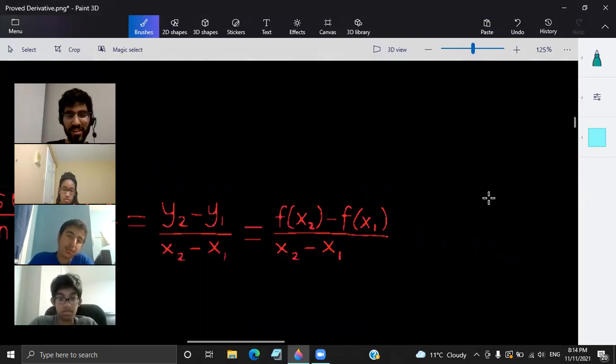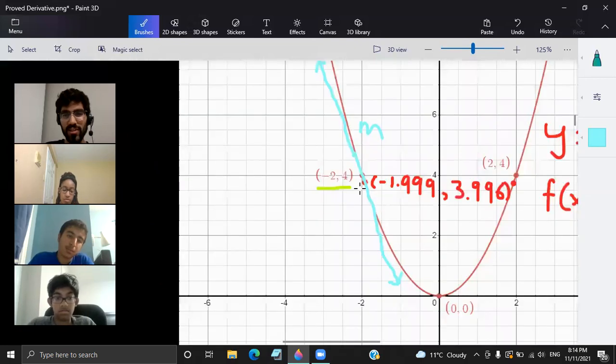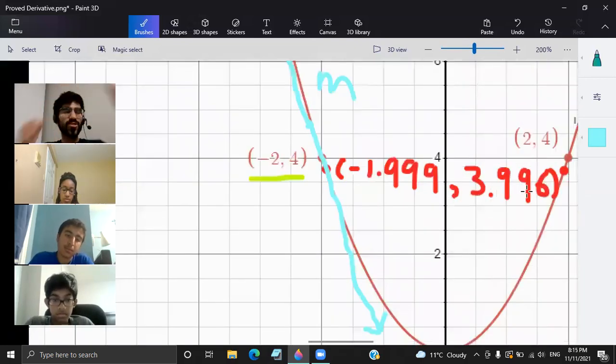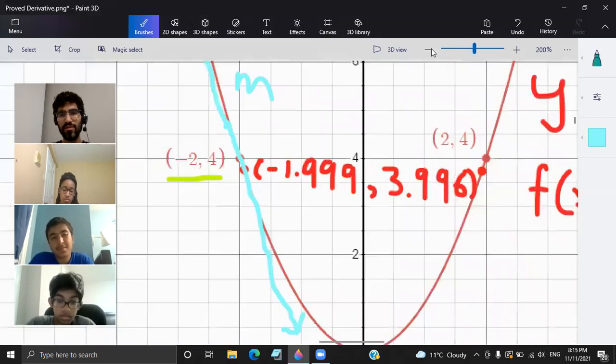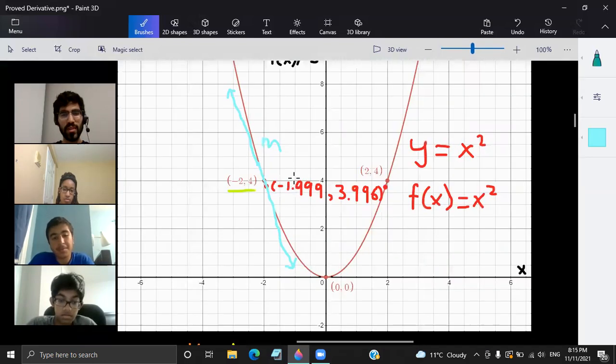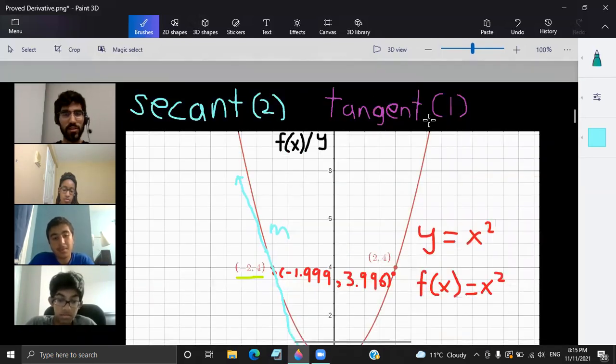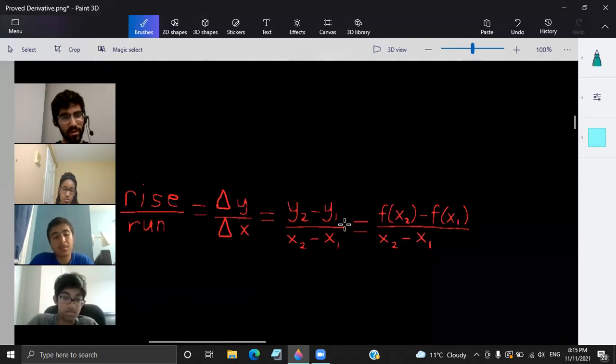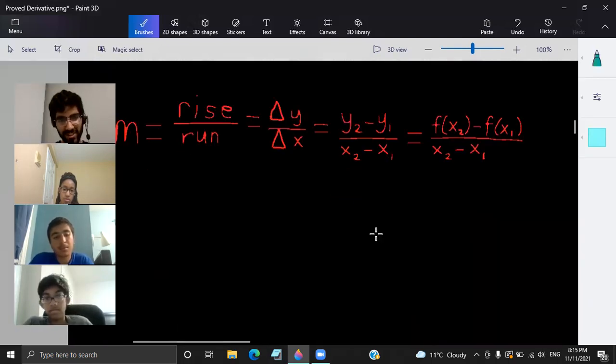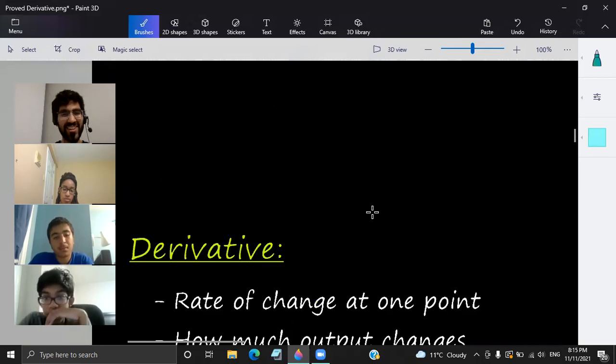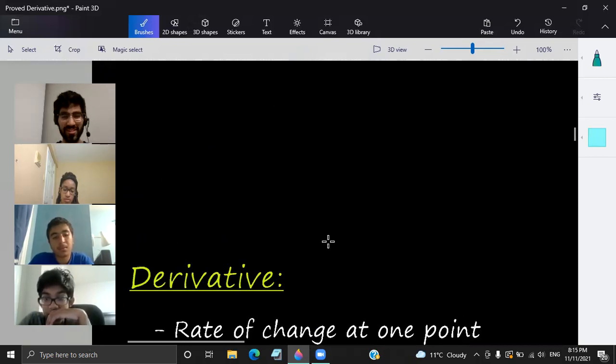We need 2 points. Well, what if we just pretend that we have 2 points and they're really, really close together, and then we can just use the rate of change formula anyway? The rate of change of this 2-point line will be roughly equal to the rate of change of the 1-point line. So that's the first definition of what a derivative is. Where is it? Over here, I found it. Rate of change of a 1-point line. Yeah?